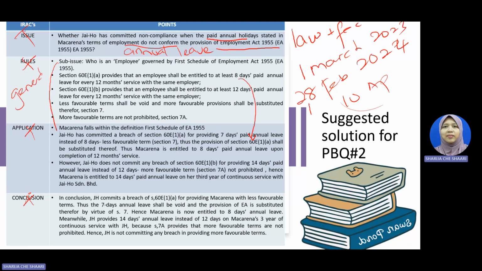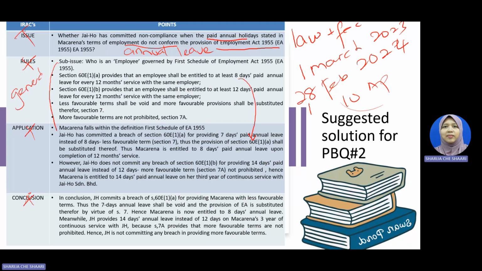Meaning that 1 to 2 years is 8 days, then from the third year onwards it is 12 days. But now the company is giving 14 days. So it does not conform to the EA, but it is a more favorable term. Therefore, by virtue of Section 7A, more favorable terms are not prohibited. So in these circumstances, you can say that Jaiho does not commit any breach. Therefore, Macarena is entitled to 14 days annual leave on her 3rd year of continuous service onwards.